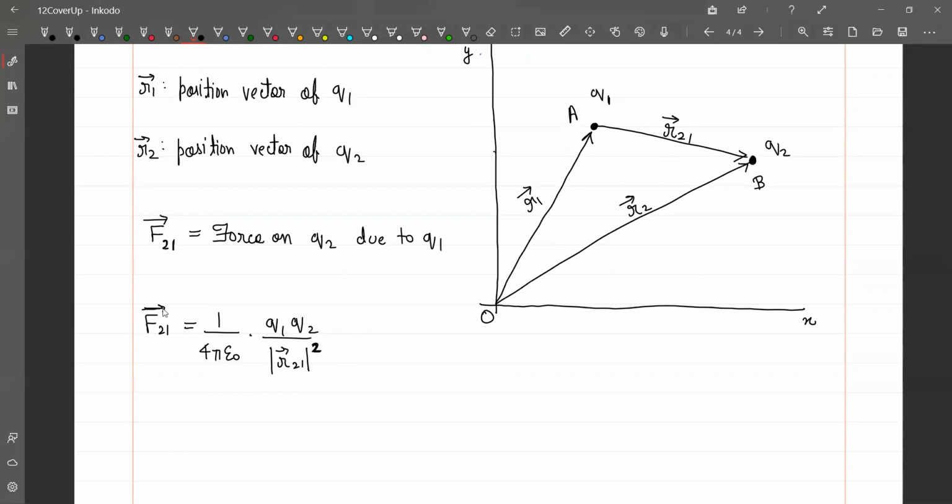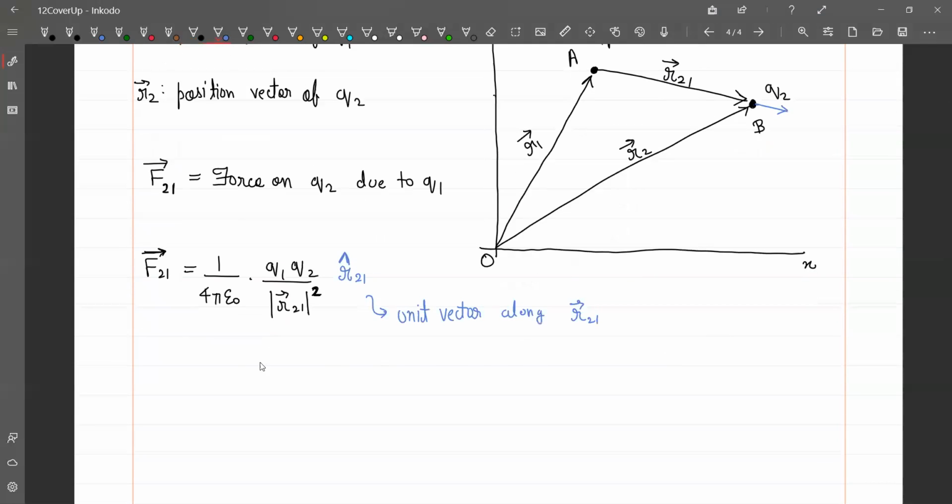But since this force is a vector, I need to write a direction. And I know this force will be directed along this r21 direction only. So to give this a direction, I will write r21 cap. The cap is a unit vector along the r21 vector. So you know the unit vectors can be written like this: r cap 21. A unit vector is the vector divided by its magnitude.